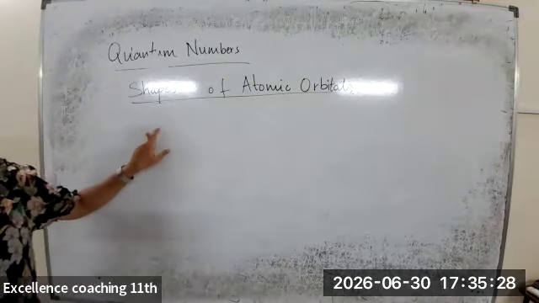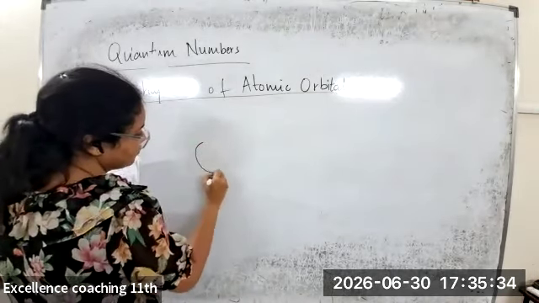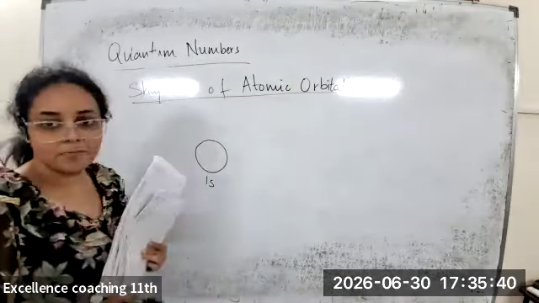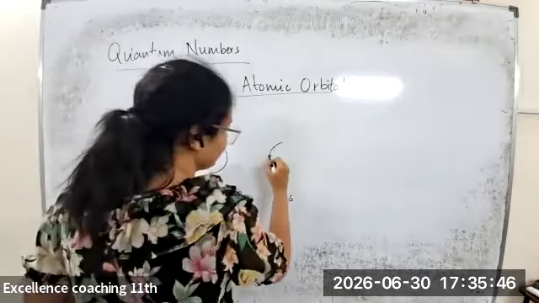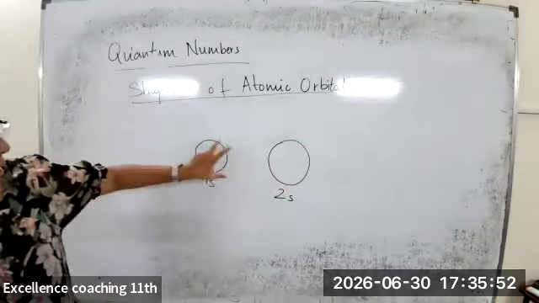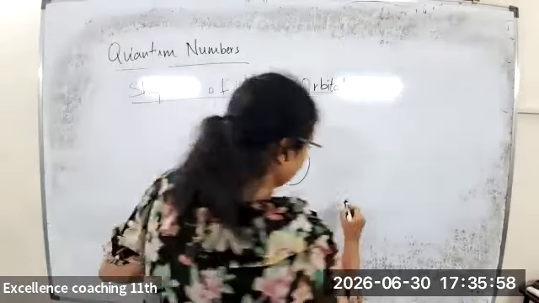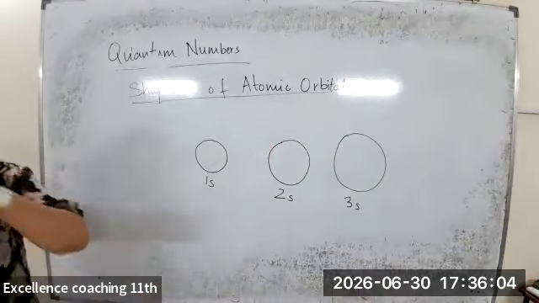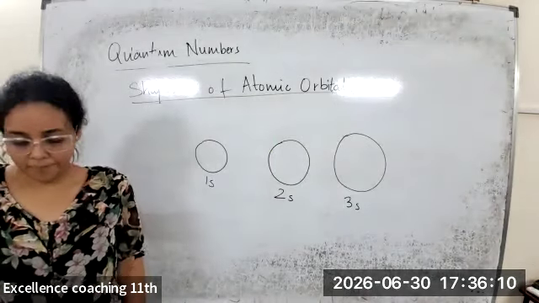Okay. Shapes of atomic orbitals. So if I speak about the shape of 1s, it will have the shape of a sphere. Okay, round. If I speak about the 2s, it also will be a sphere, but slightly bigger in size compared to your 1s. So draw this one a bit bigger compared to the 1s. Okay. So on. Suppose if we have 3s, it will be even bigger.